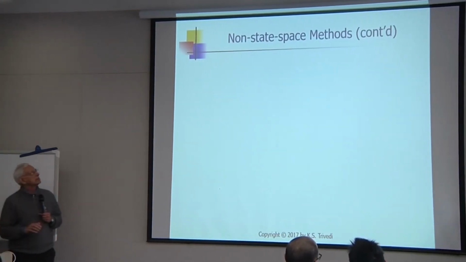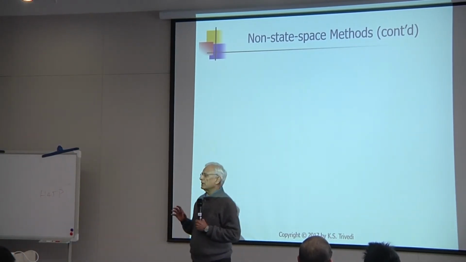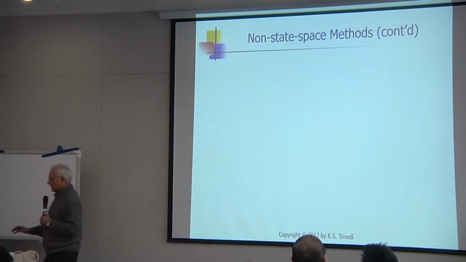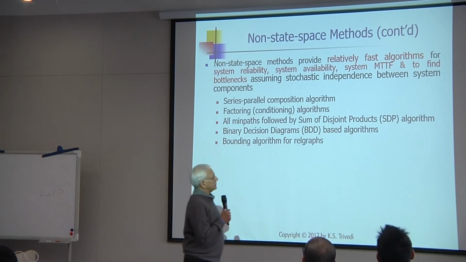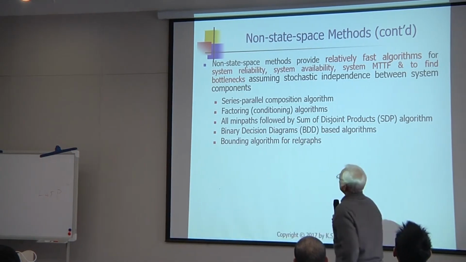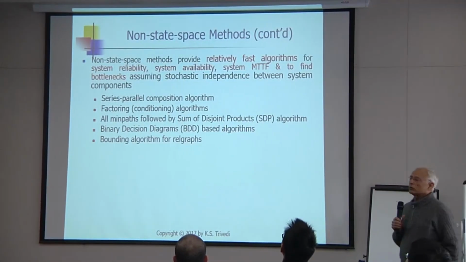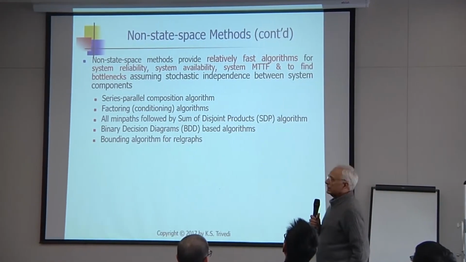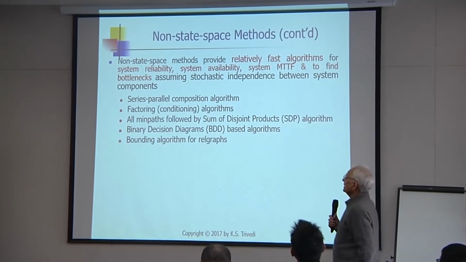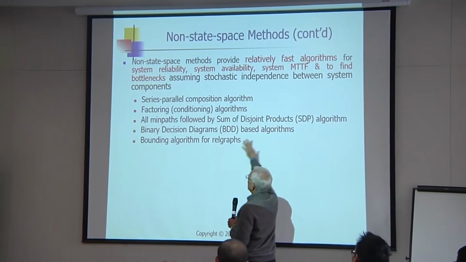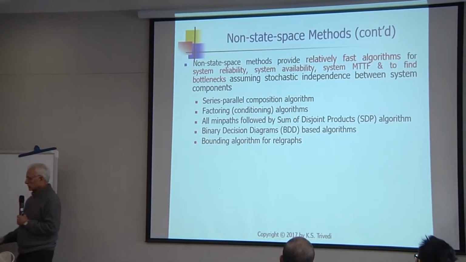So to summarize this part of the talk, which is non-state space methods based reliability analysis, what I'm saying is that you can use non-state space methods that provide relatively fast algorithms for system reliability, system availability, system mean time to failure, and to find bottlenecks, assuming that all components behave independently for their failure and repair behavior. And there are a number of algorithms that are already implemented in the tool that you can use.